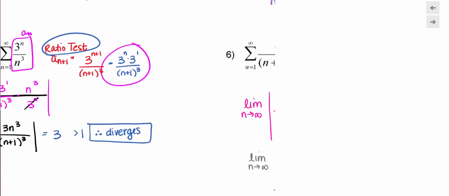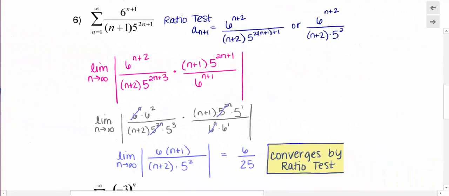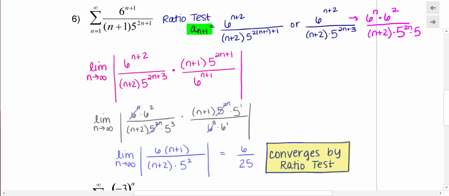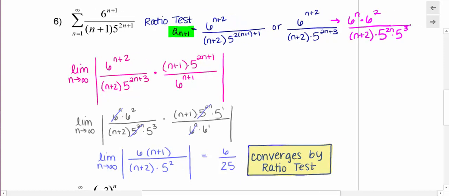All right, so I'm just going to show you a completion of another problem here because I want to walk you through one part. This is why I might suggest doing your next term on the side somewhere, because I can really look at this and say 6 to the n plus 2 is 6 to the n times 6 to the 2. And then n plus 2 is going to stay, but I can say it's 5 to the 2n times 5 cubed. Okay, so I can figure that part out off to the side.